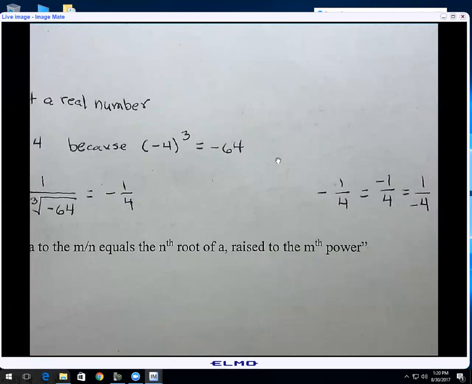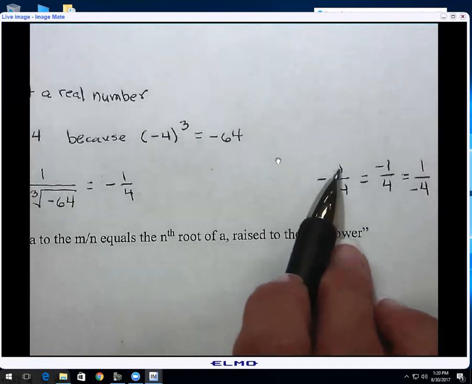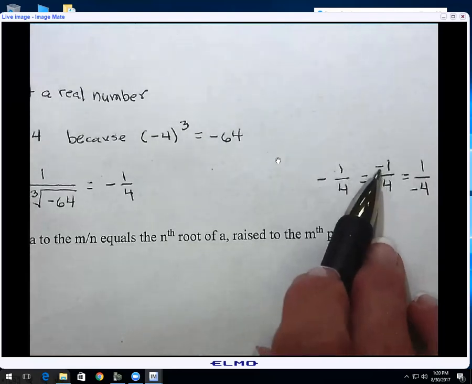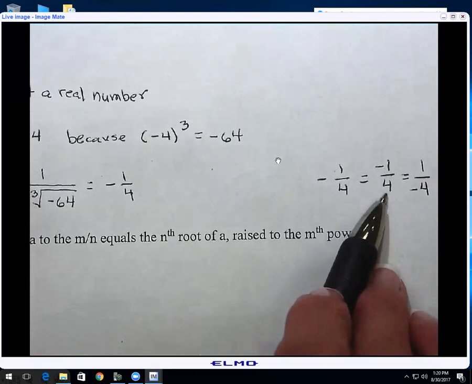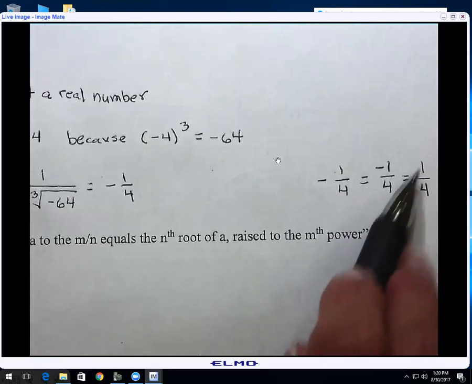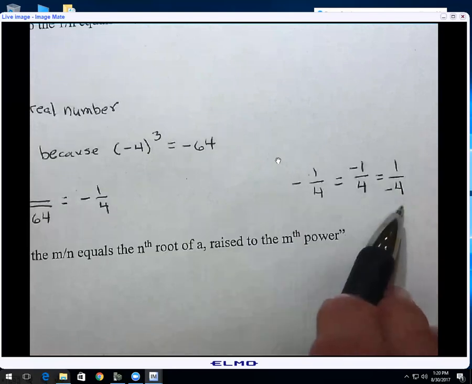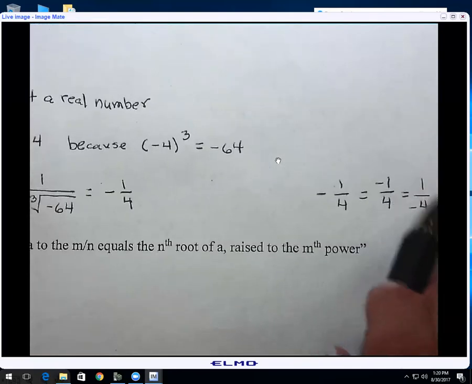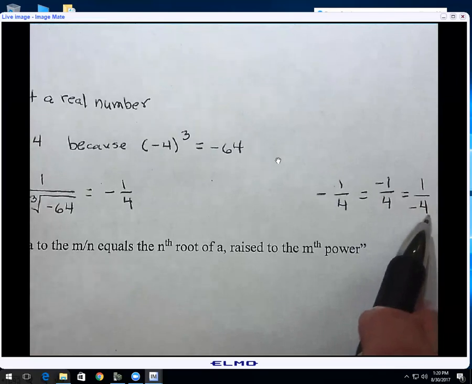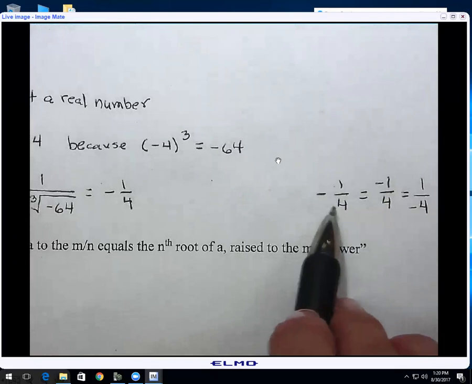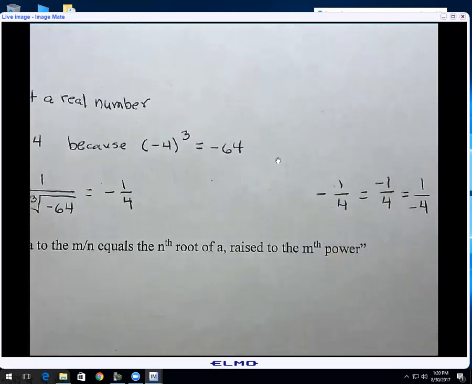Anybody have it yet? It's still negative 0.25. This is negative, positive divided by a positive. This is negative 0.25. This is a negative divided by a positive is negative 0.25. This is a positive divided by a negative is negative 0.25. Those three things are the same. We don't normally write fractions like that. Math folks don't leave a negative in the denominator. We write it either like this or this. But I do want you to understand they're all the same thing.